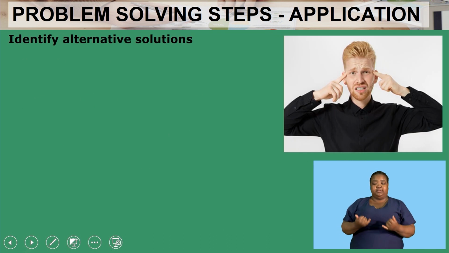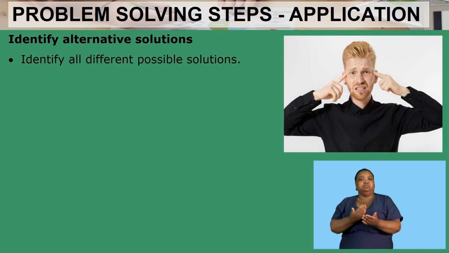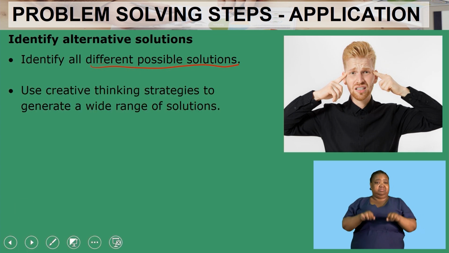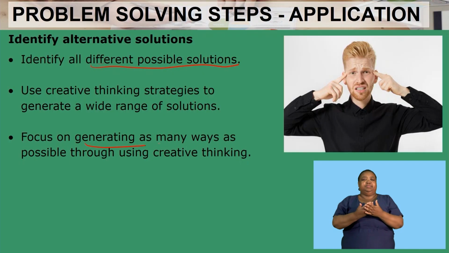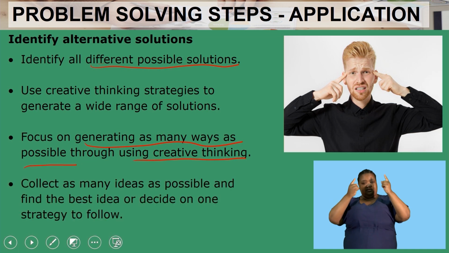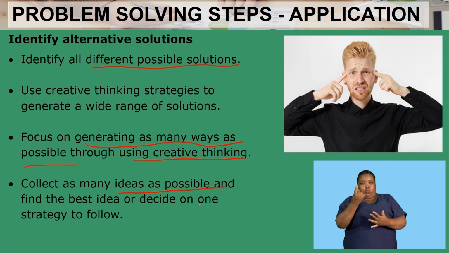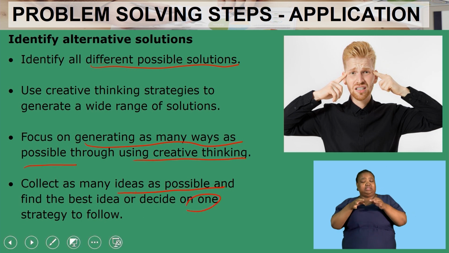Now we're going to go to alternative solutions. You need to identify alternatives, not just one solution, but have many solutions so that we can be able to choose one solution that we prefer. So you need to identify all the different possible solutions. Like I just said, use creative thinking strategies. Remember, I said you are using creative thinking strategies so that you can be able to generate better solutions. Focus on generating as many as possible through using creative thinking. Very important. Collect as many ideas as possible and find the best idea, or decide on one strategy to follow, because eventually you have to choose only one strategy.